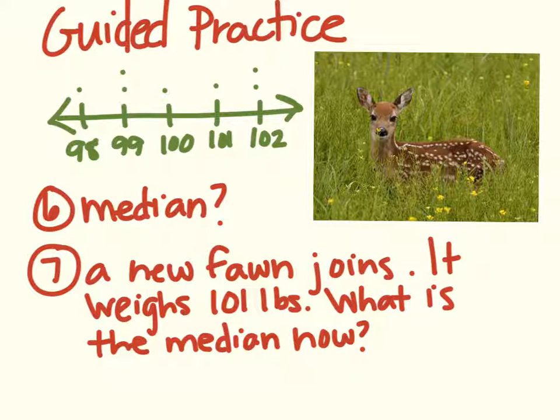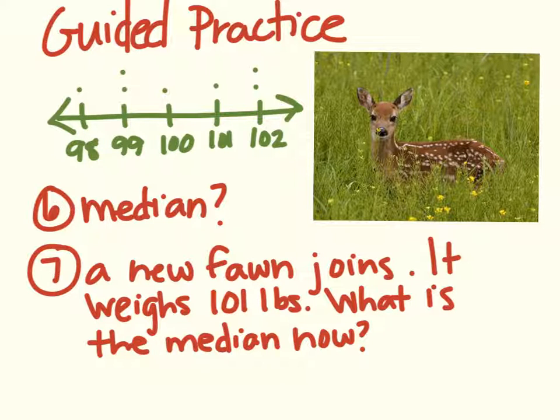Here are your 2 guided practice problems for this idea. This dot plot shows the weights of a group of immature white-tailed deer fawn. Each dot represents a single fawn. What is the median weight of the fawns? In number 7, let's imagine that a new fawn joins. It weighs 101 pounds. Does that change the median of this data set? And if so, what is the median of the data set now? Press pause while you work.